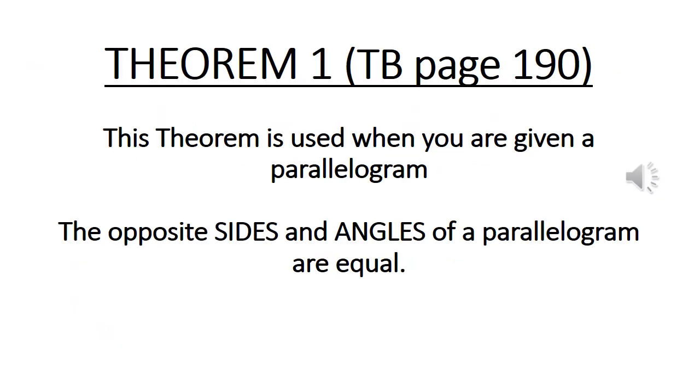We're going to start off with today's work then. We are going to start by doing Theorem 1, which you can find in your textbook on page 190. In this theorem, they are going to ask you to prove that the opposite sides and angles of a parallelogram are equal. One thing you need to note is that it will be given that you have got a parallelogram. So they will say to you, ABCD is a parallelogram.